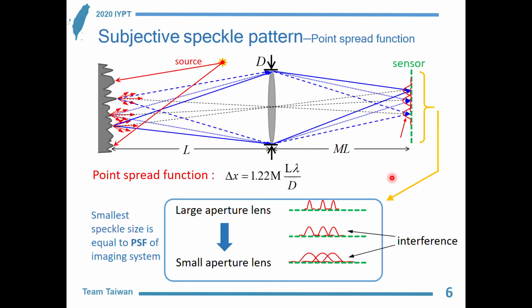And as mentioned before, the smallest light spots observed on the image plane are limited by the aperture of an imaging system, which is called the point spread function. Since subjective speckles are formed by the interference of these images of the light source, a larger point spread function can generally form larger speckles. Since delta x is inversely proportional to the diameter of the lens, and the smallest speckle size is equal to the point spread function of the imaging system, we can see that as the aperture becomes smaller, the minimum size of speckles will become larger and more visible. This information helps us to choose a smaller aperture in our experiments, since that can help improve the visibility of larger speckles.